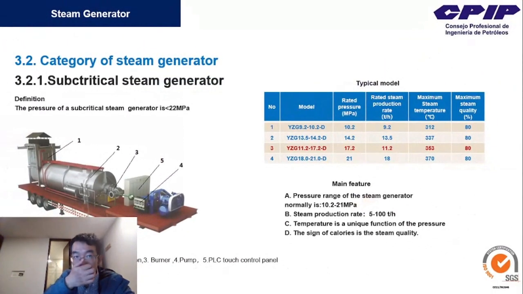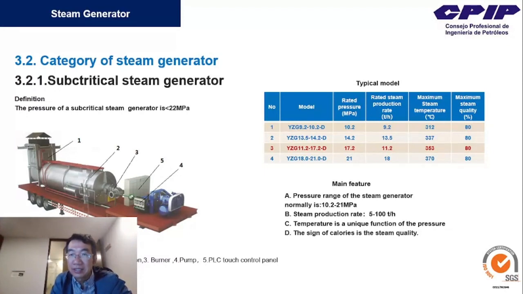3.2 is the category of steam generator. The first one is the subcritical steam generator. The pressure of a subcritical steam generator is less than 22 MPa. We can see the composition of this generator. The first one is the convection section, 2 is the radiation section, 3 is the burner, 4 is the pump, and 5 is the PLC touch control panel.